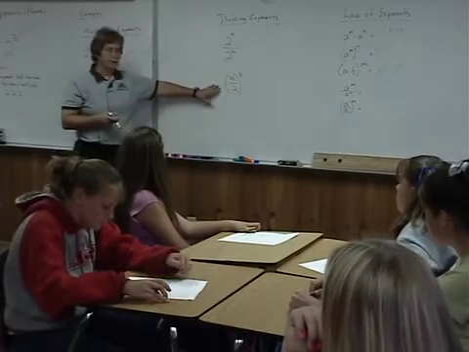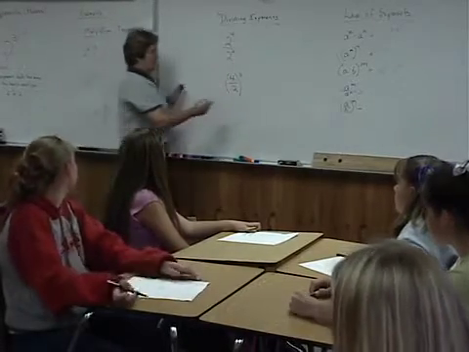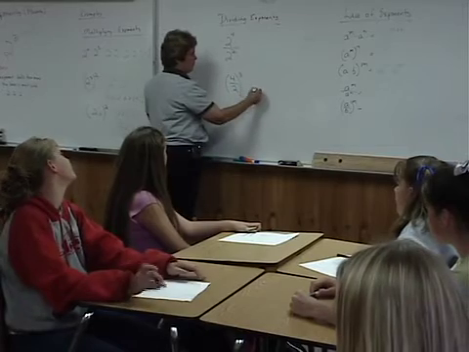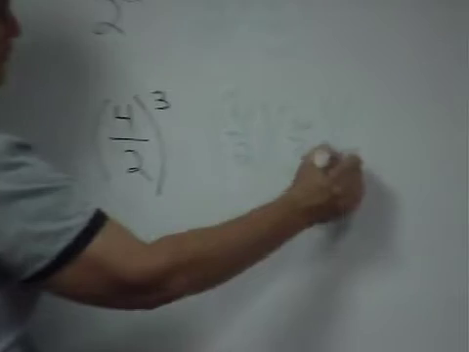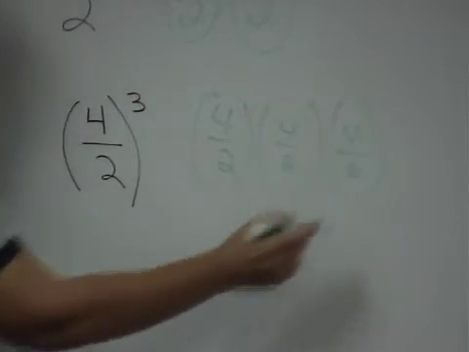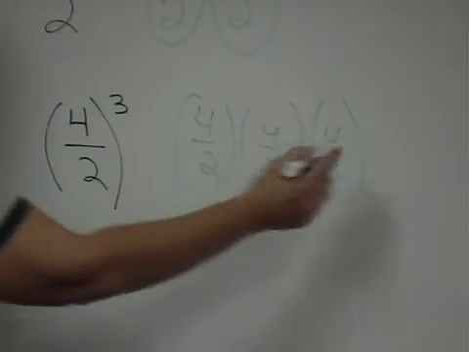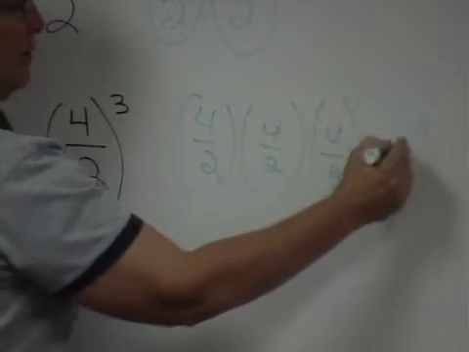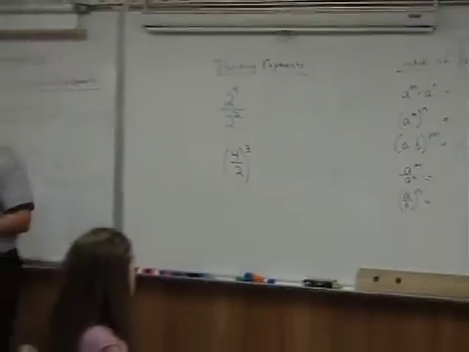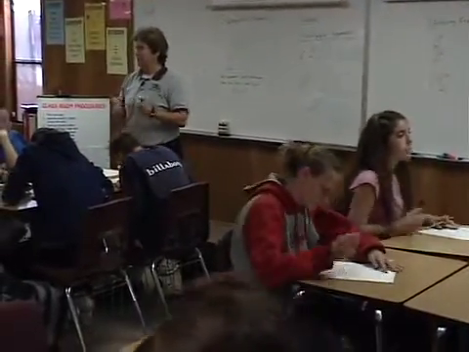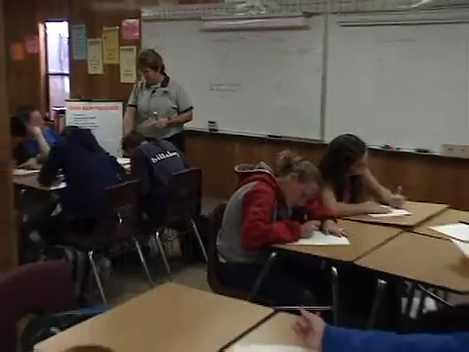Okay? Now, what is this saying? This is saying I have 4 over 2, how many times? 3 times. So how many 4's do I have? 3. And how many 2's do I have? 3. Okay? So do section 4 and come up with a rule for me. Section 4, problems 10 through 12.